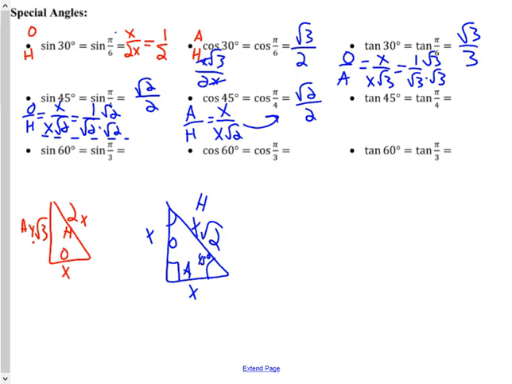Finally, something different with tangent: opposite over adjacent. They're both x's, so we get 1. And now the last one is we're doing from 60 degrees. So now I just need to relabel this triangle a little bit. This is 60 degrees, so this one's now my opposite. X is my adjacent. 2x didn't change. So now what is sine of 60 degrees?